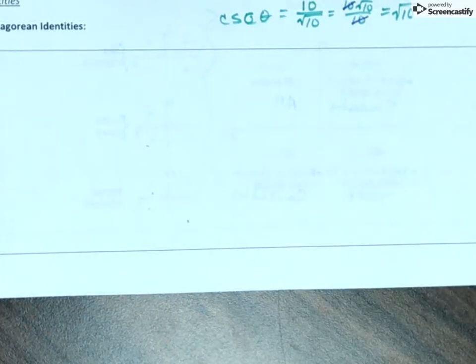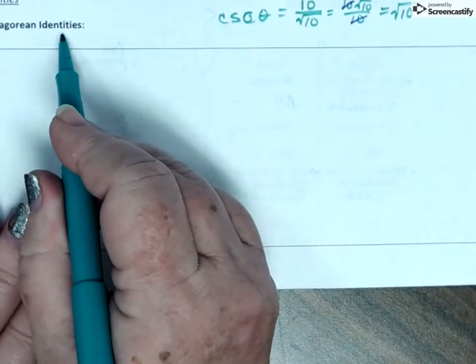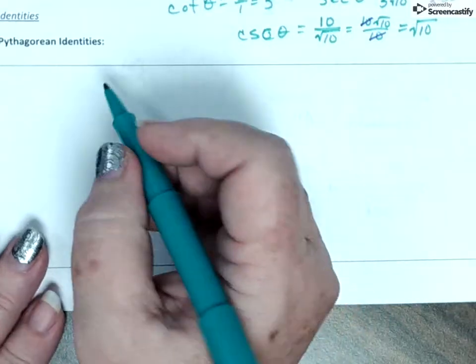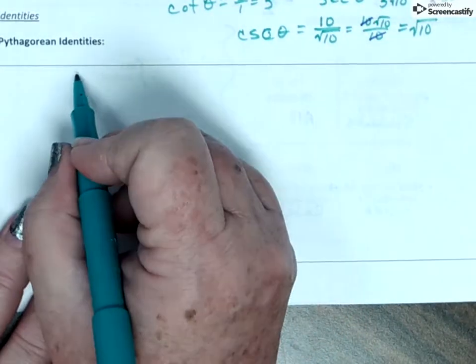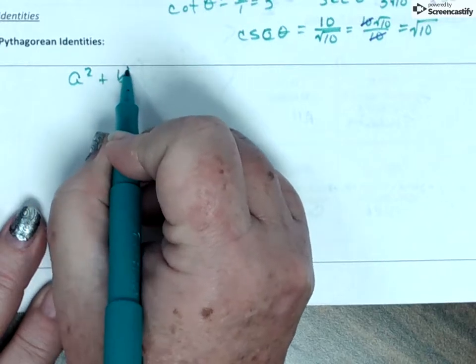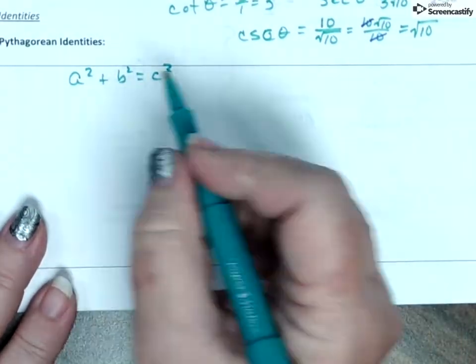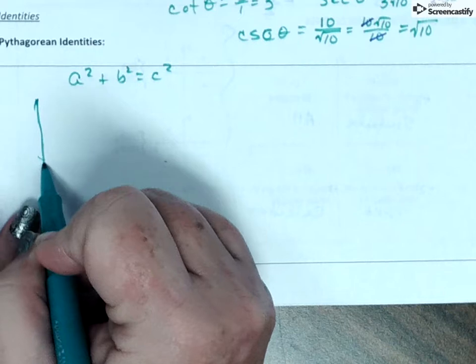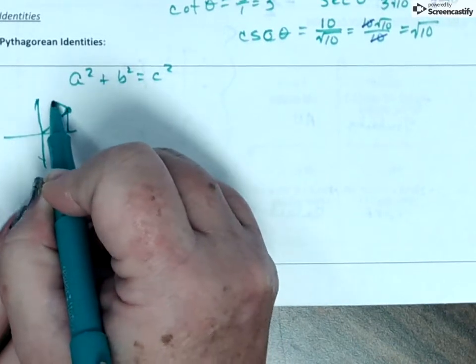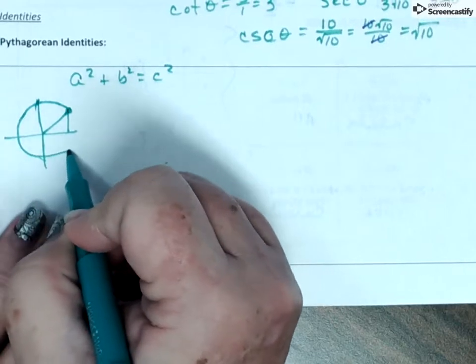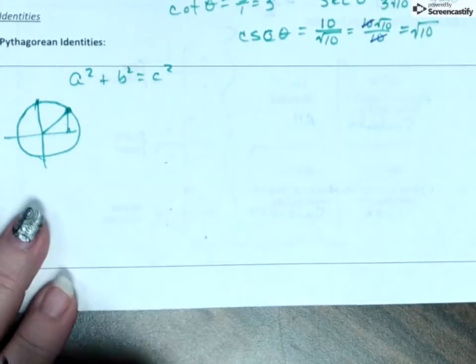Okay, the last set of identities that we're going to get are the Pythagorean identities. Now, the Pythagorean identities are based on the idea of the Pythagorean theorem: a squared plus b squared equals c squared. And remember, when we had a circle, for any point on that circle, we could draw a reference triangle.